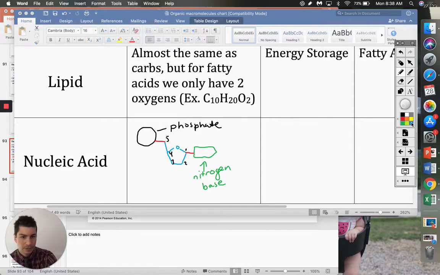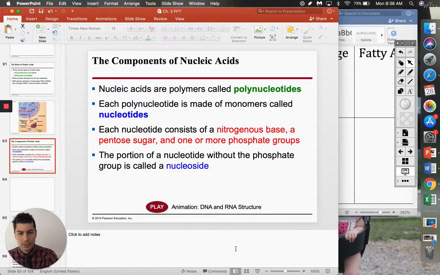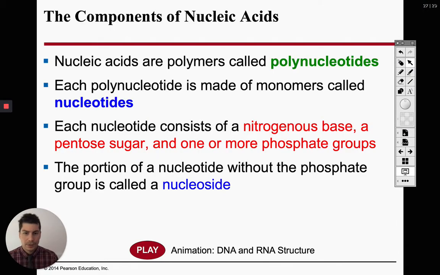Let me write our 5-carbon sugar up here again. So our 5-carbon sugar, guys, is going to be different depending on if it's DNA or RNA. If it is DNA, it's going to be deoxyribose. If it's RNA, it's going to be ribose. So there is a difference between the 5-carbon sugar and the makeup. Not much of a difference, but enough to make it a little different. So there is the rest of that chart, guys. So we are done with that one.